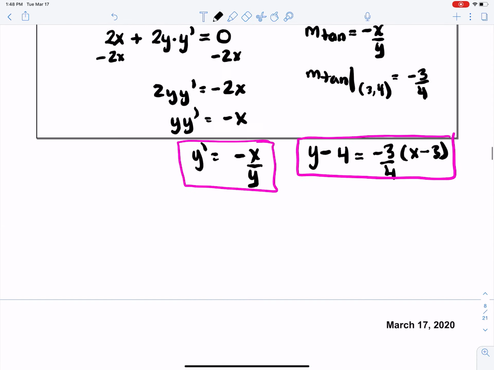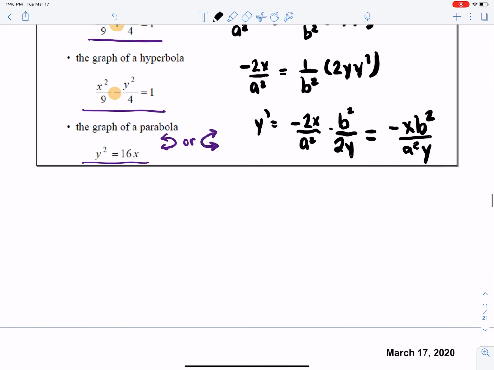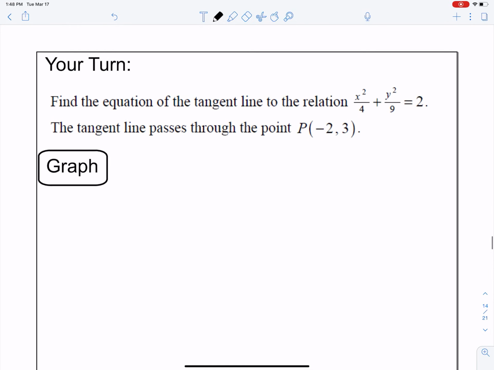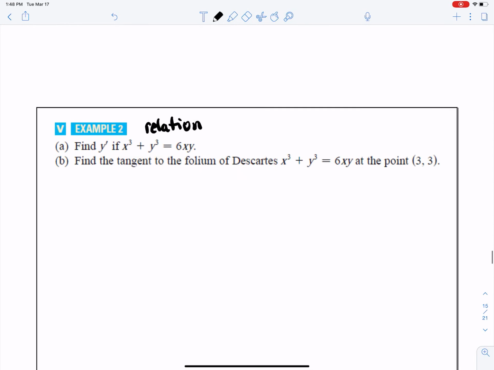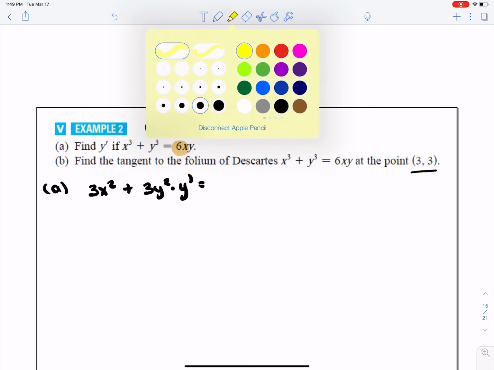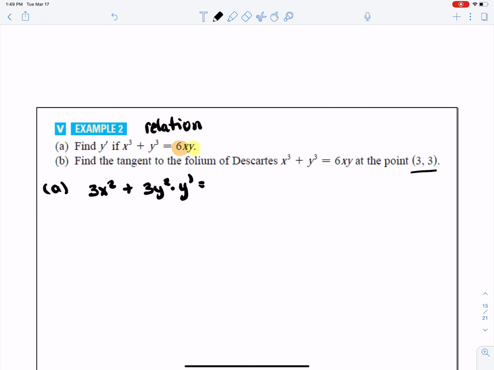We're going to take that folium of Descartes, and we want to find the slope of the tangent line through that folium at a very specific point, which is 3, 3. So let's find y prime first. 3x squared, I'm taking a derivative, plus 3y squared. You've got to remember we're taking the derivative of y, which is y prime. And then I'm going to do product rule on this term. I'm going to treat 6x as one function and the y as the second function. So the derivative of 6x is 6 times the second plus, you leave the first one the same, derivative of the second is y prime.